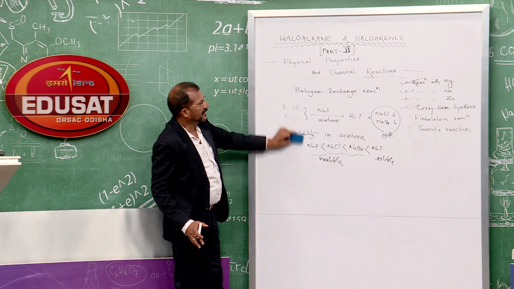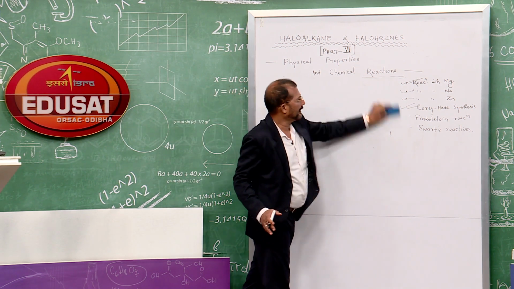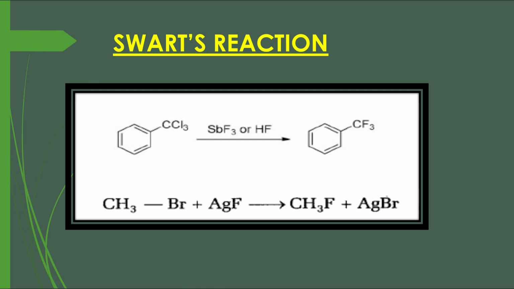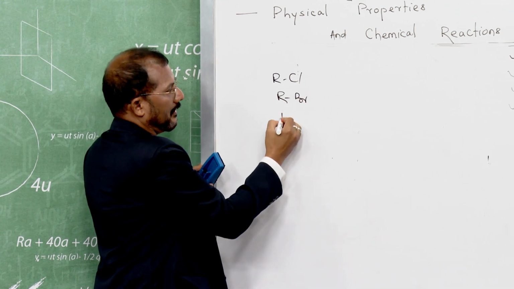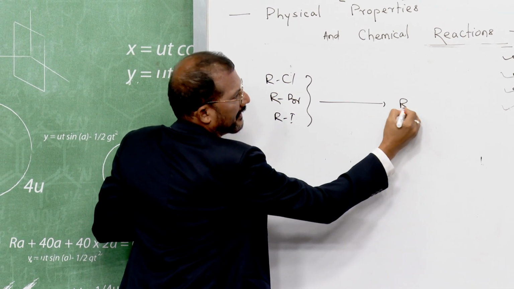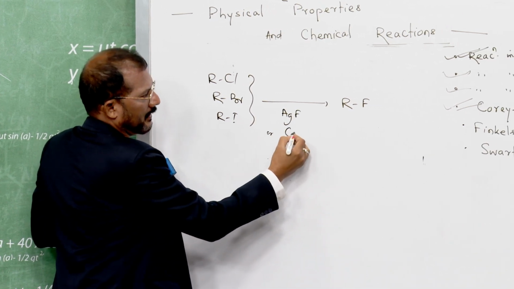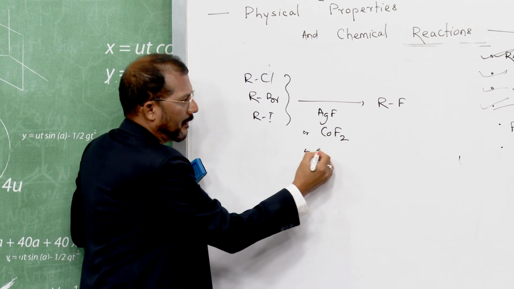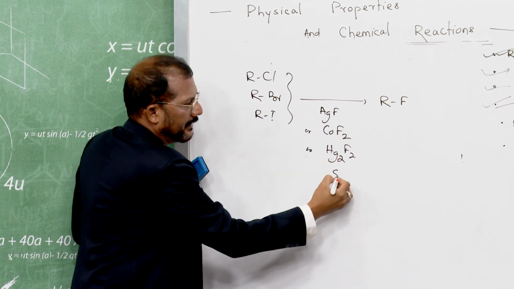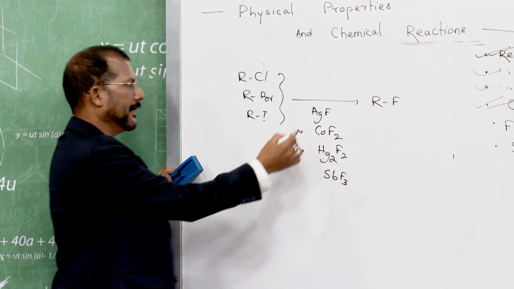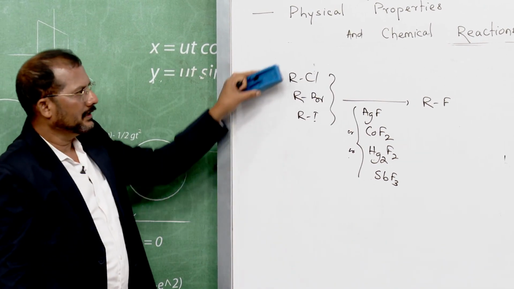So, this is the Finkelstein reaction, a very interesting conversion. Now the Swarts reaction. What is the Swarts reaction? It is the conversion of any alkyl halide into fluoride. For that we give silver fluoride, antimony fluoride, cobaltous fluoride or mercurous fluoride. Suppose we have alkyl chloride, alkyl bromide or alkyl iodide, as you can see on the screen, we can convert them into alkyl fluoride by treating with silver fluoride, cobaltous fluoride, mercurous fluoride or antimonious fluoride. These are the fluorinating agents. So, this is the Swarts reaction.